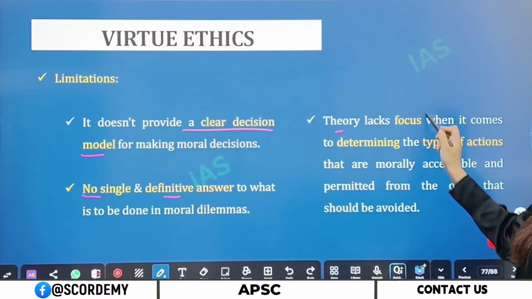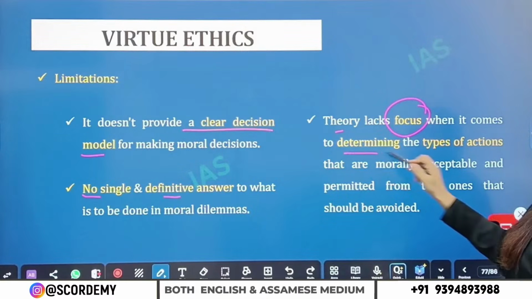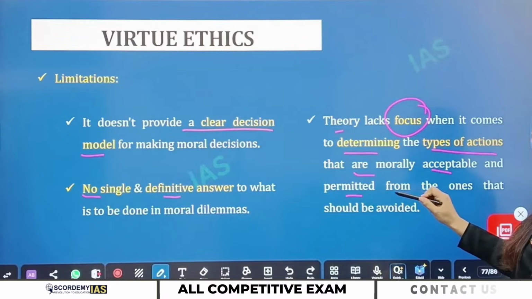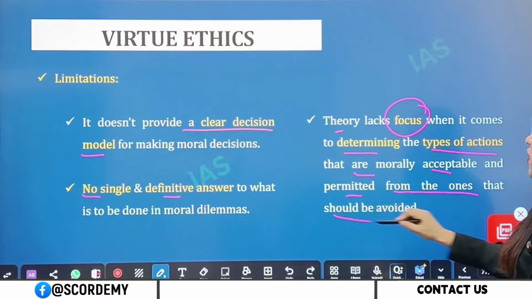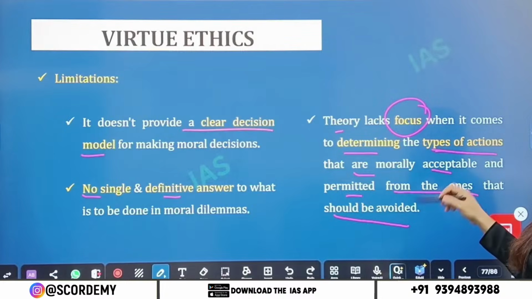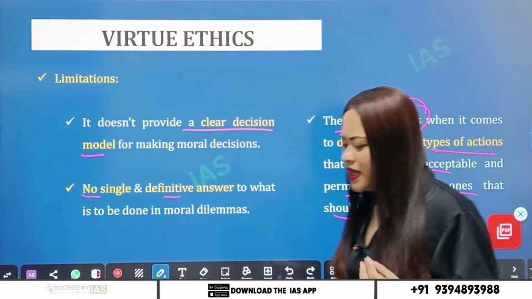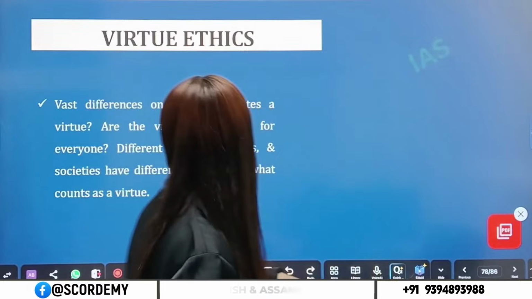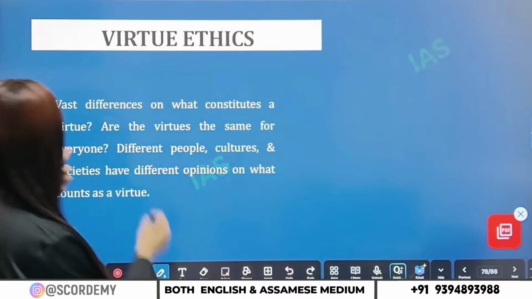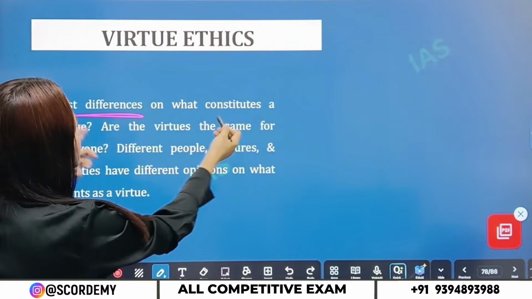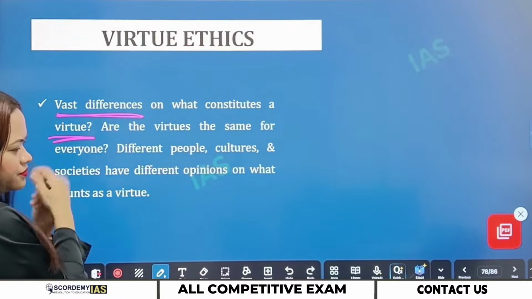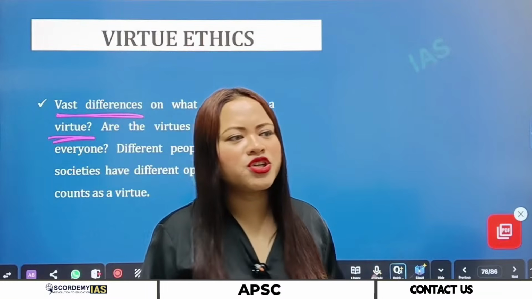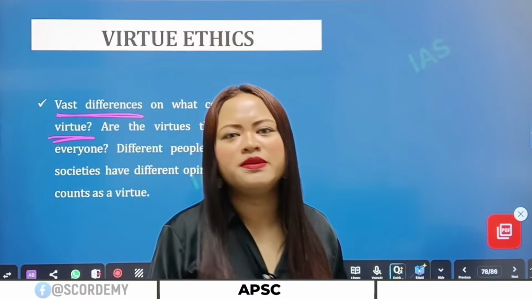The theory lacks focus when it comes to determining the types of action that are morally acceptable and permitted from the ones that should be avoided. What is morally acceptable and permitted, and what should be avoided? There's no clear guideline at all. Again, there's vast difference on what constitutes a virtue. What is a virtue? It differs from culture to culture, from timeline to timeline.